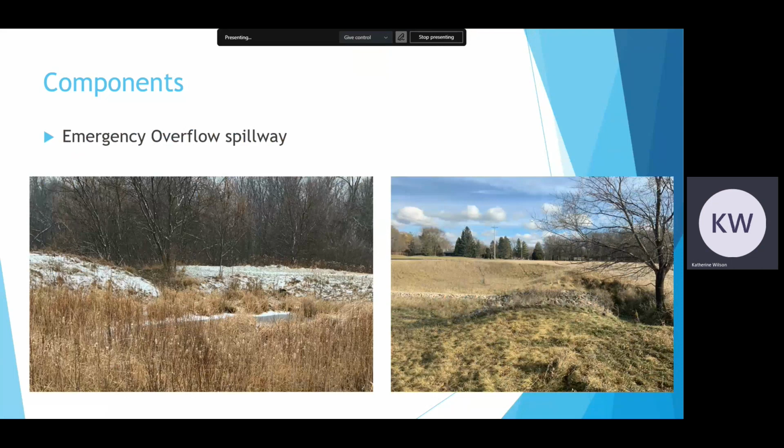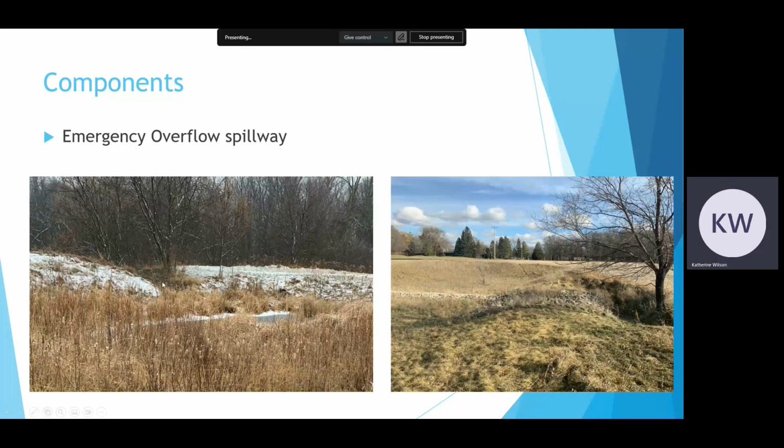Next is emergency overflow spillways. You can see two examples in these photos. You can hopefully see the rock-lined spillway in the berm, and you can see it's at a lower elevation than the rest of the berm. You can see my cursor. I'm circling it right now. So if for some reason the outlet pipe gets clogged and the water elevation rises, or if there's an extremely heavy rain event and this pond gets really full, water can safely flow out of this spot of the stormwater pond without blowing out the berm.